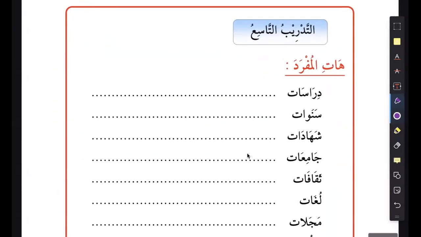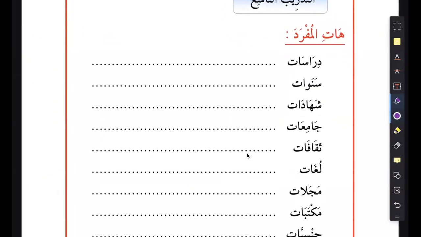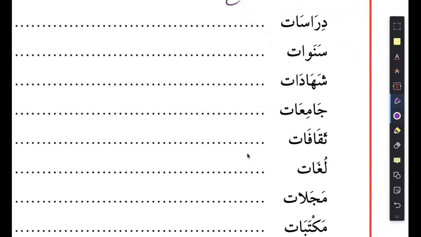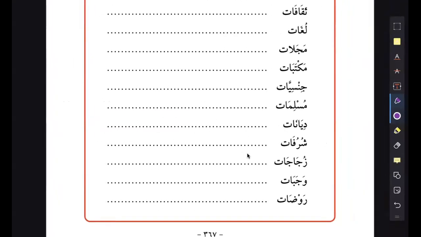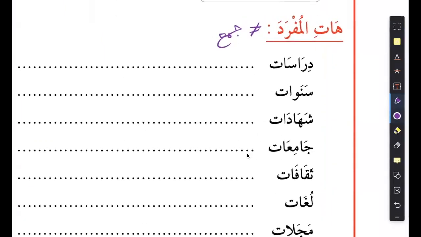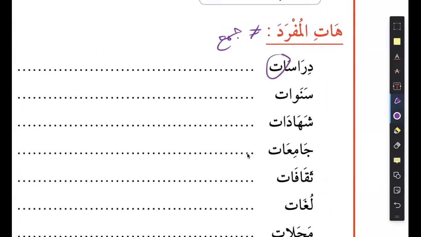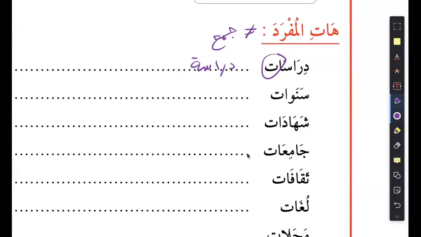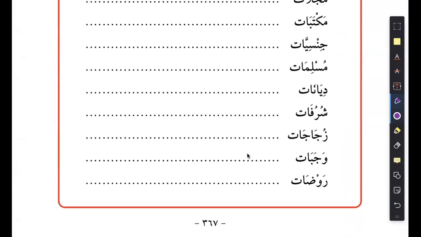This next tadrib is very easy. The 9th exercise, hati mufrad. Mufrad is singular. Its opposite is jam'un, plural. So they have given you the plural and you're just supposed to give mufrad. When you look at all of these words, how do you make this plural into singular? You just remove the last alif and ta, and just add the ta marbuta. So you say dirasa. Okay, for all of them, you have to remove the alif and ta, and then you add the ta marbuta. So very simple exercise here.